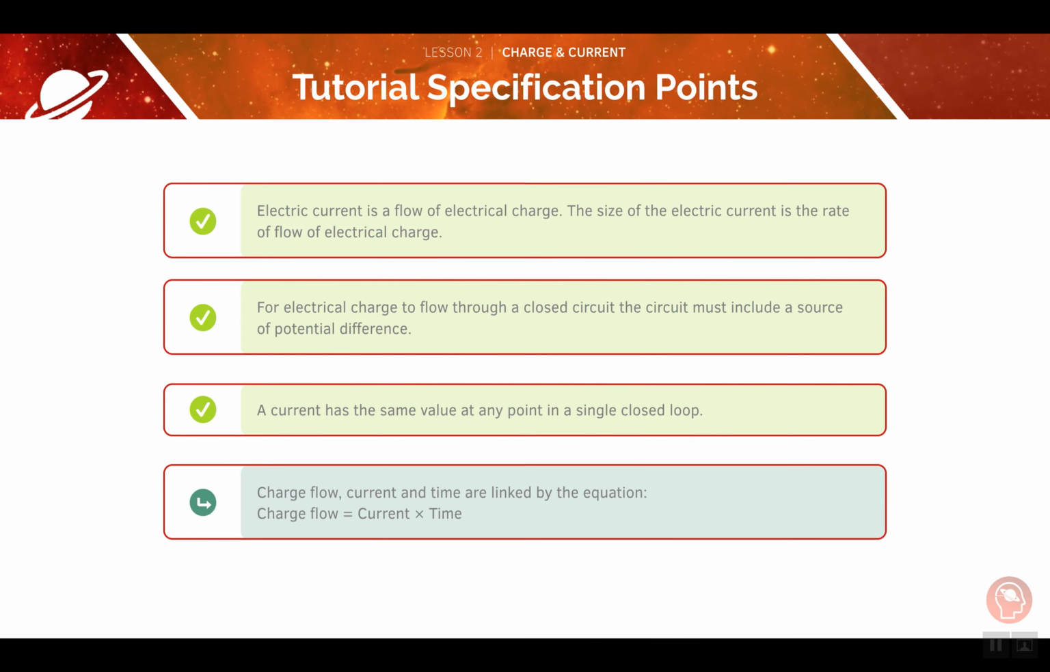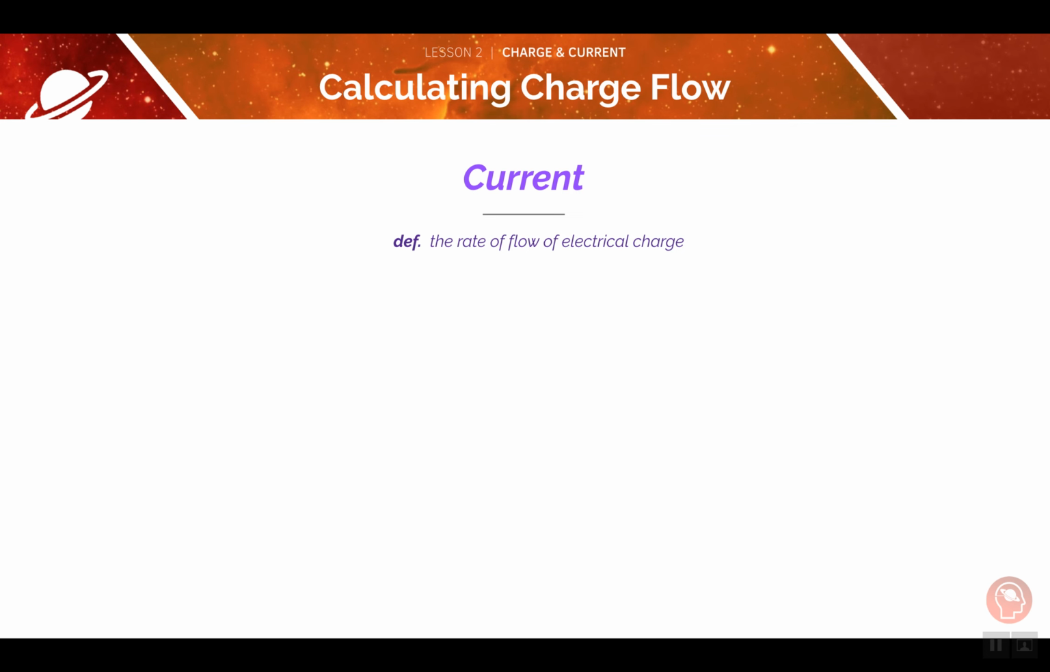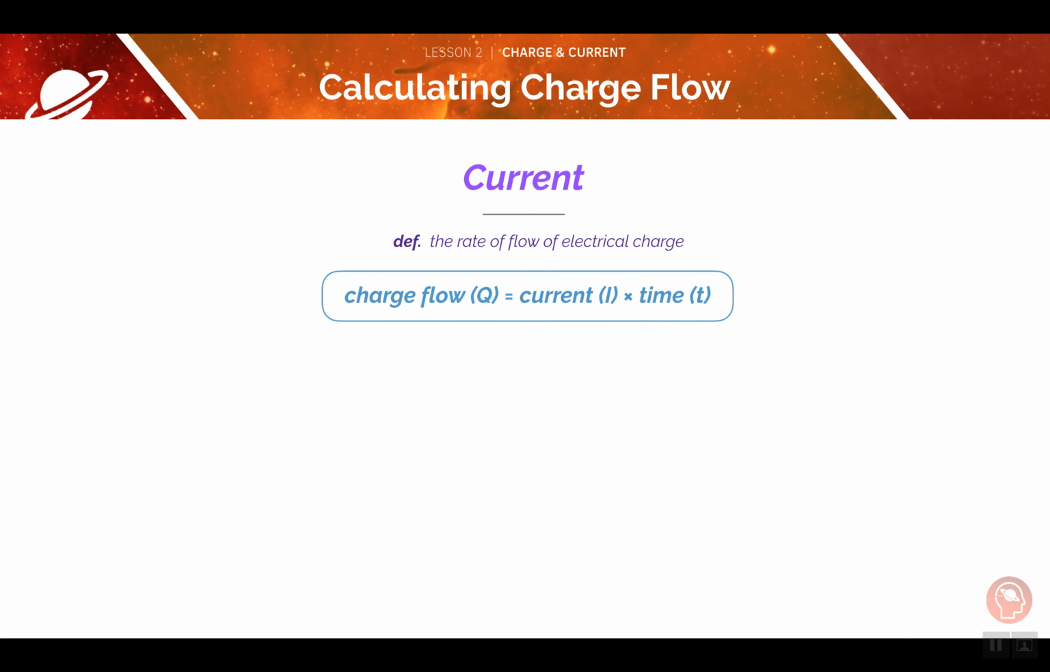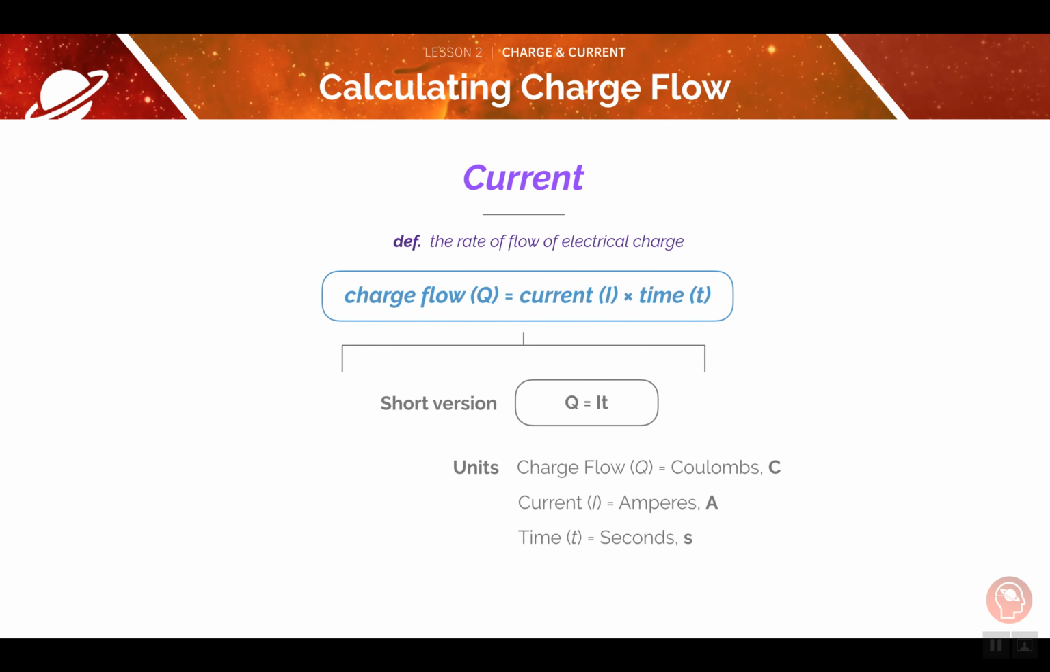Finally, we'll look at an equation involving charge flow. We can measure current using the following equation. Charge flow is equal to the current multiplied by the time. This is a short version that is acceptable to use in AQA exams as long as you know what the symbols stand for. Here are the units for this equation.